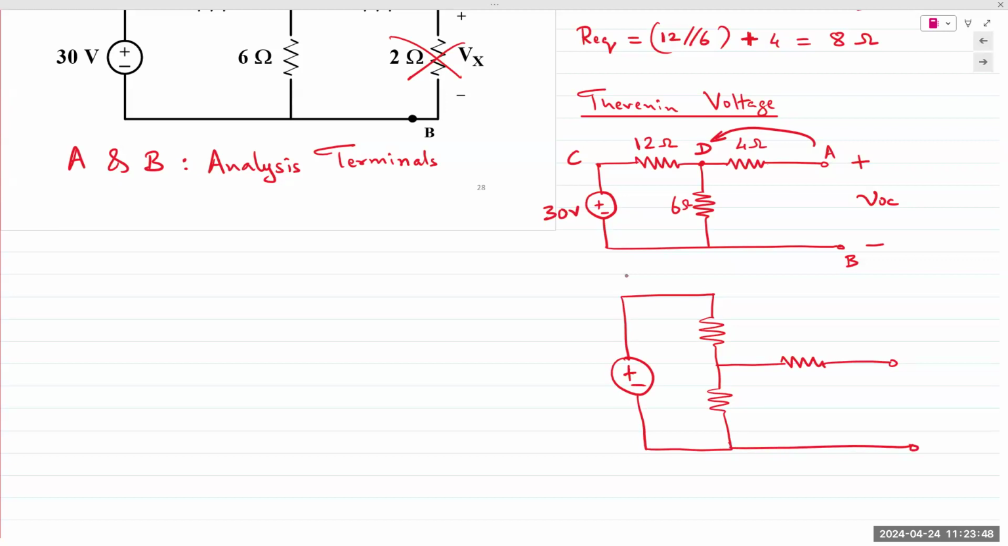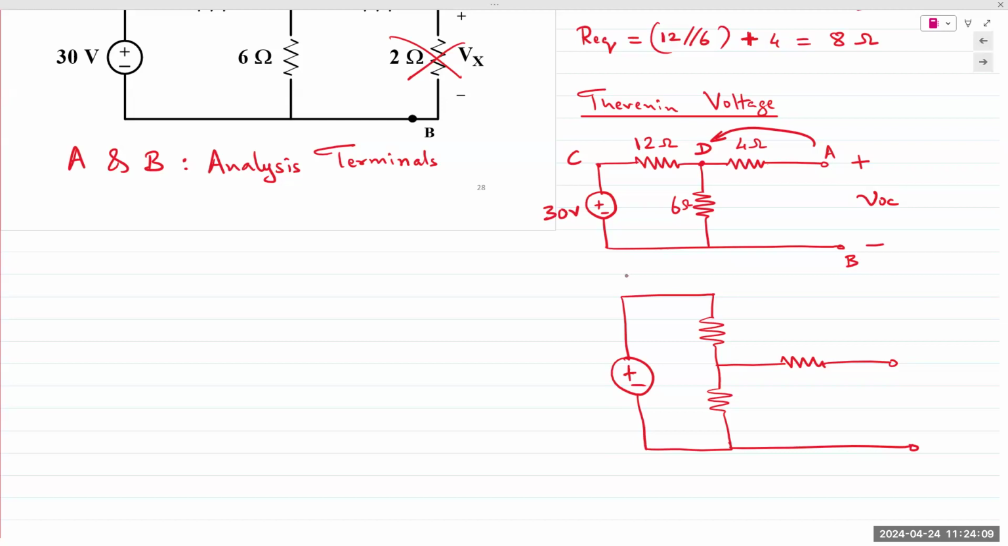Any questions? Yes. So the question being asked is, if we use node voltage analysis, would we get the same thing? Absolutely, yes. You can use node voltage and you can use superposition. I'm sorry, not superposition, mesh current.